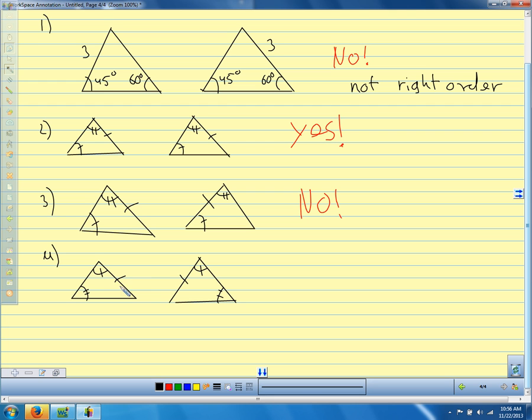So the side with one tick mark is right next to the angle with one tick mark, and it's in the right place. So this would be a yes, this one works, or an angle, angle, side.